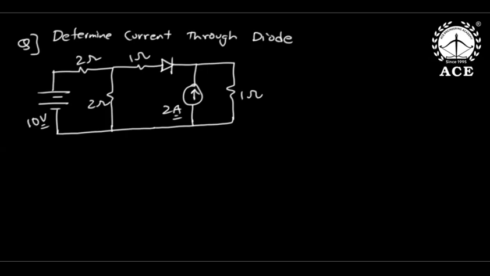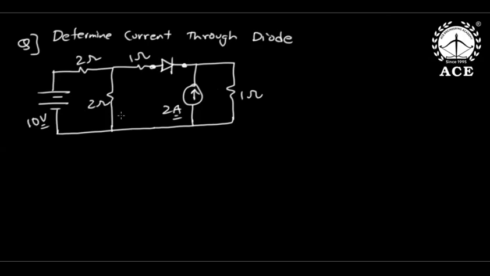Everybody listen, sir. Actually, this is a non-linear network. Why is it non-linear? Because the diode is a non-linear device. Still, with respect to the diode, I can reduce the linear part of the network.